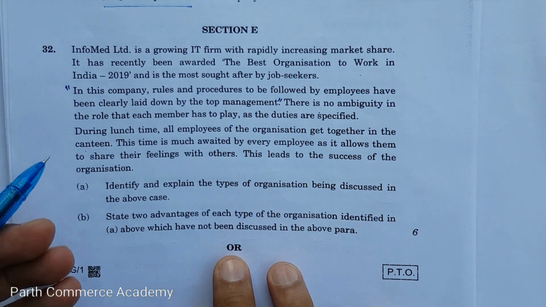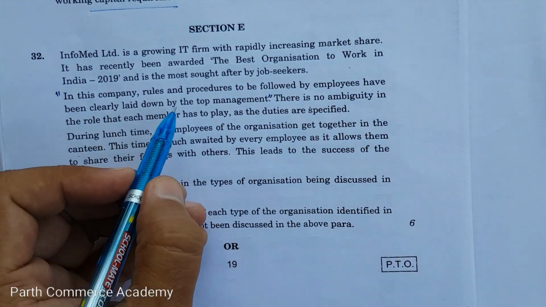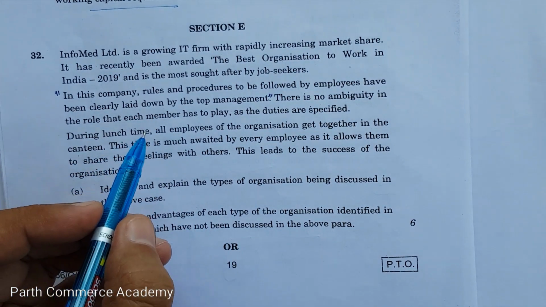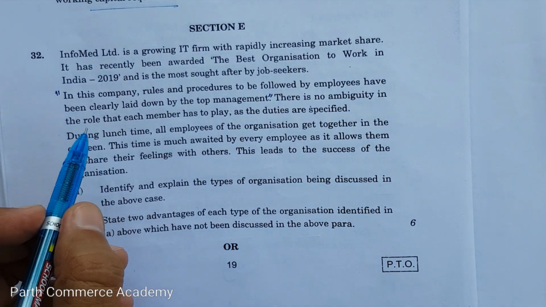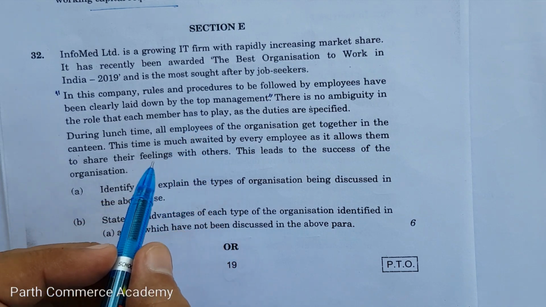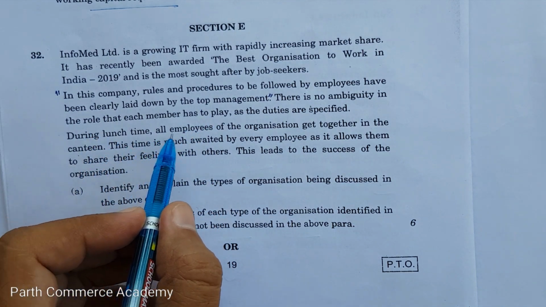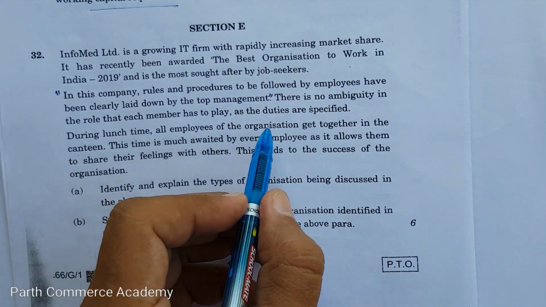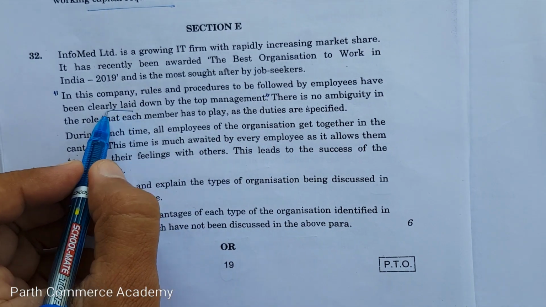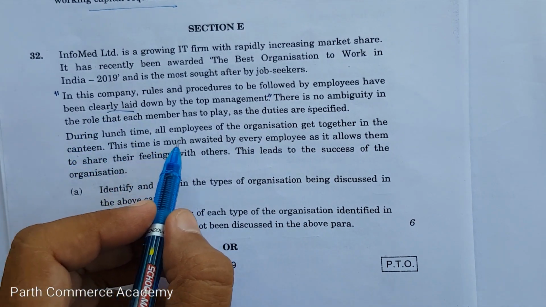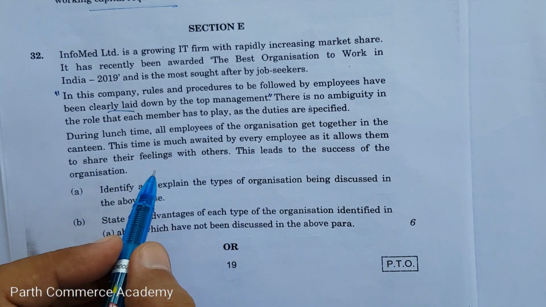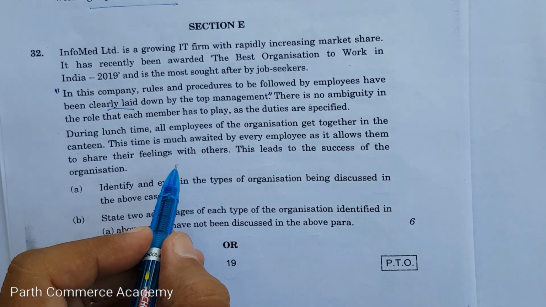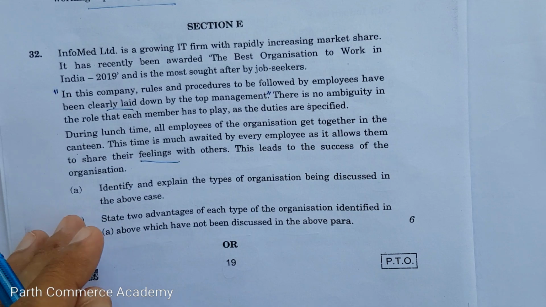When we are talking about formal organization, here you can see rules and procedures followed by the employees have been clearly laid down by the top management. So each member knows what their role is. So that's why it is a formal organization. And here they are talking about lunchtime. The employees are talking with each other and sharing their feelings. So it is informal organization.